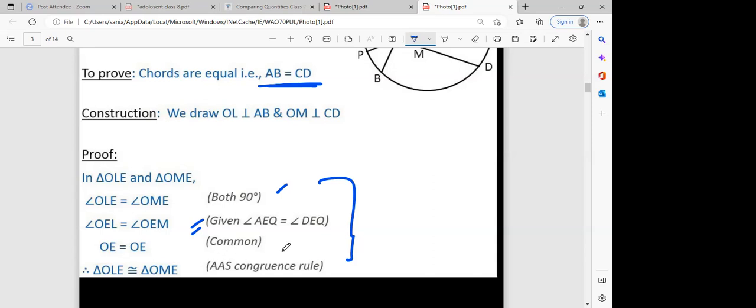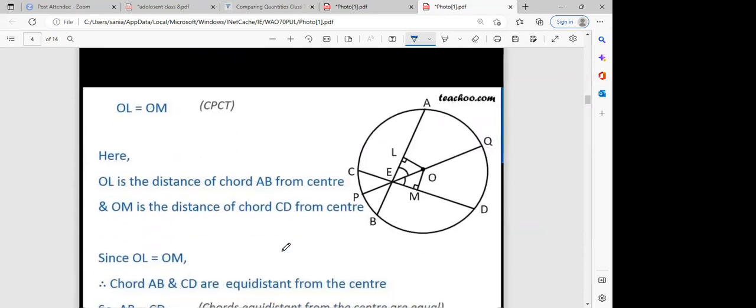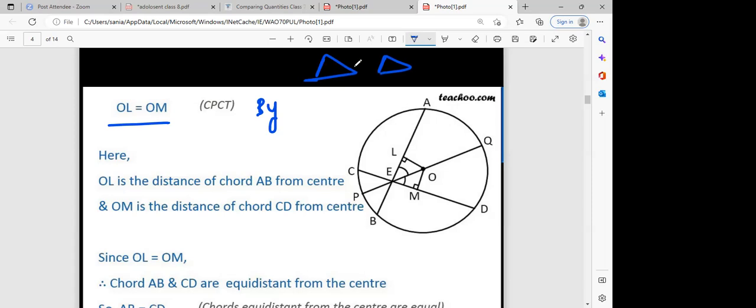Clear? Then after this, you can say that OL is equal to OM, right? By CPCT. Because when you prove any two triangles congruent, after that each and every part of this triangle will be equal. So now these two triangles are congruent, so you can say these sides are going to be equal by CPCT.